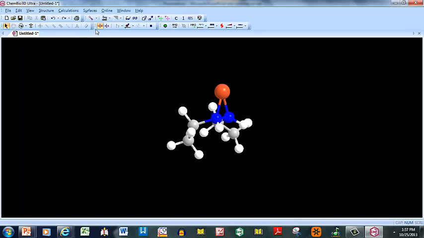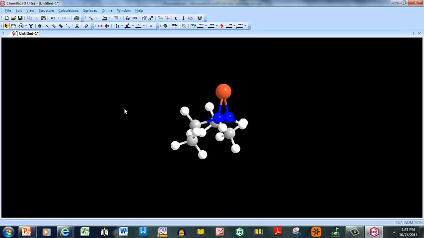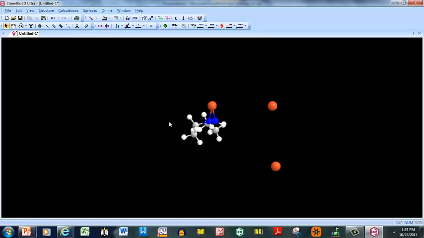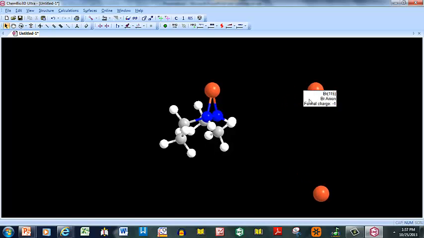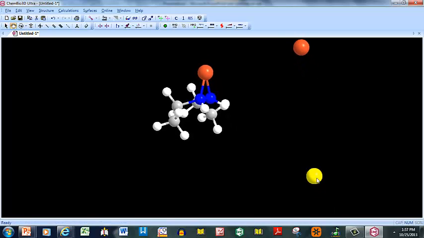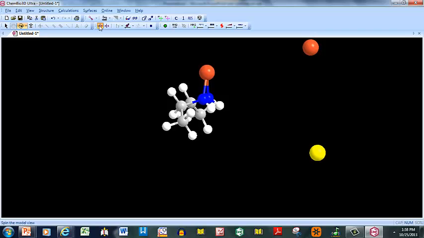All right, now let me stop this and let me put in two bromines. Here's one. I'm going to move this a little. And then here's the other that I'm going to move a little bit too. So what we're saying is that this bromine can either come from here and attack carbon, or it can come from here. Let me turn it again so you can see.